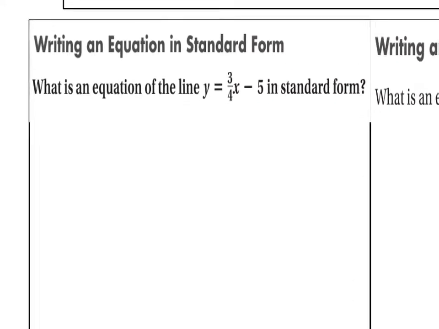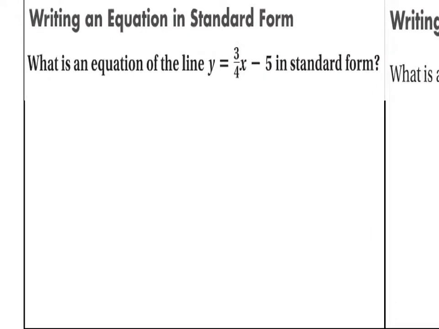It says here, I want to know what is the equation of this line in standard form. So we have y equals 3/4 x minus 5, and I want to put that in standard form. So again, I want to get x and y to the same side. What I need to figure out is, are x and y on the same side of the equal sign? Well, no, they're not. So I want to move this term over. In order to move 3/4 x over to the other side, I am going to have to subtract it. So I'm going to subtract 3/4 x.